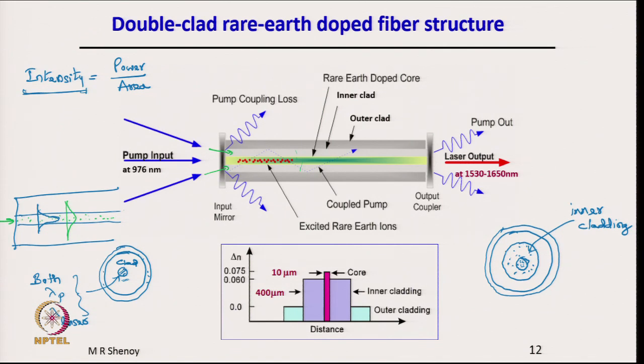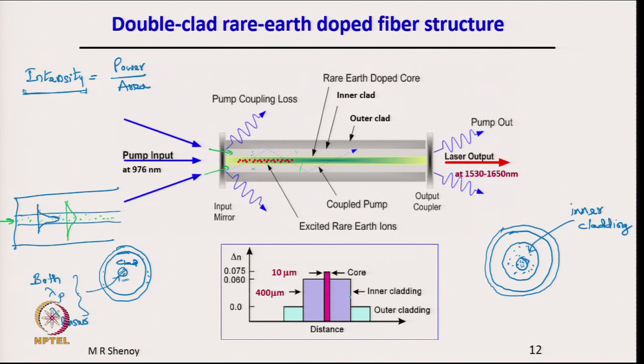Whereas, if I make the core area very large here, then the intensity would not be high enough to create nonlinear optical effects. What are these nonlinear optical effects? We will discuss a little later, but in very high power lasers one uses double clad fibers. The inner core guides the laser beam, because the inner core is doped, whereas the inner cladding which is outside here is to carry the pump to excite the rare earth ions, and then the outer cladding is of course to guide the pump.